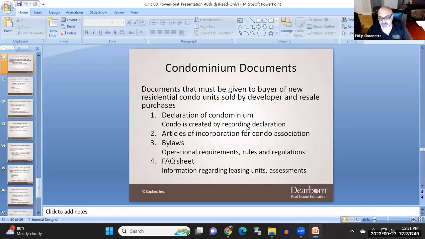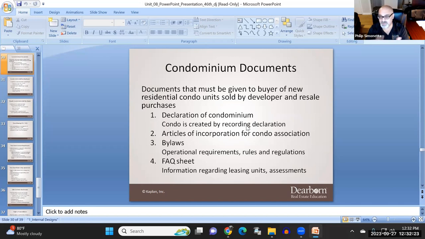Now let's talk about the condo docs. Remember, you had the co-op docs and it had to be done a certain way. Condo docs have a different type of doc. So, documents that must be given to a buyer of a new residential condo unit sold by a developer and resale purchases. There are documents that a developer and resale both have to give, and that's these four. They have to give them a declaration of the condominium. That's the creation docs, the corporation docs or the LLC, whatever it is. The condo is created by recording a declaration.